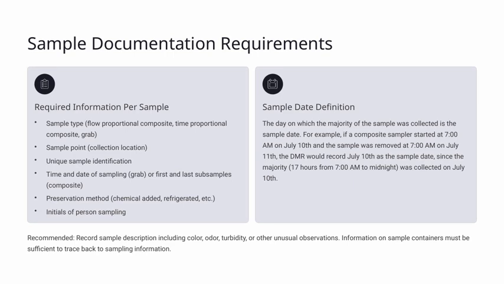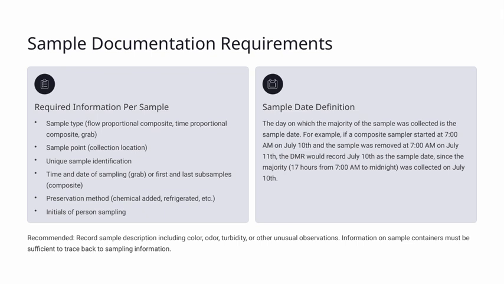Let's go through some key points for sample documentation requirements. First, it's important to specify the sample type. This could be flow proportional composite, time proportional composite, or a grab sample. Clearly identifying the sample type helps us understand how the sample was collected. Next, we need to record the sample point, which is the collection location. Accurate location information is essential for tracing and analysis.